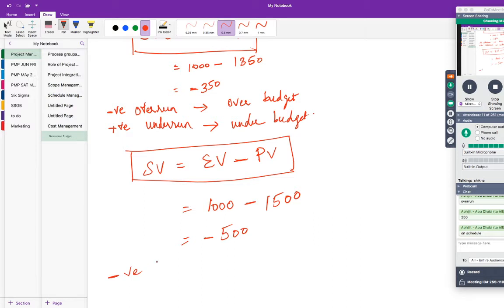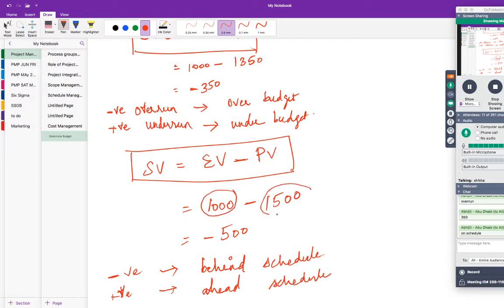Negative means behind schedule. If you get a positive value, ahead of schedule, right? So when your planned value is greater than your earned value, your scheduled work is more, but your performed work is less. This is your performed work, and this is your scheduled work. Your performed work is less, but your scheduled work is more. Then what happens? You will get a negative value. So behind schedule if it is negative, and ahead of schedule if it is positive.